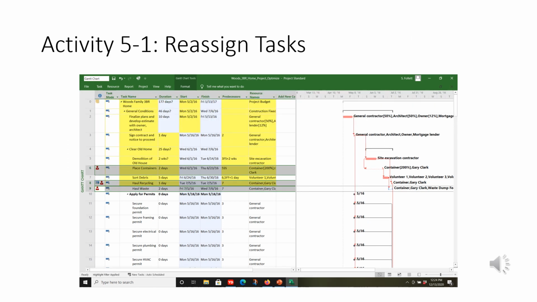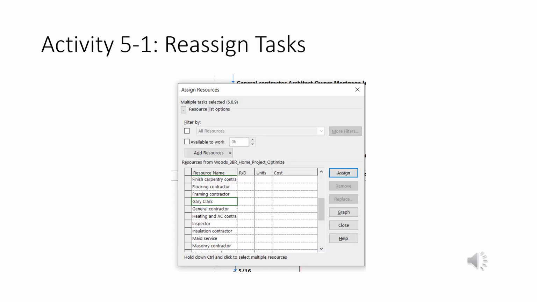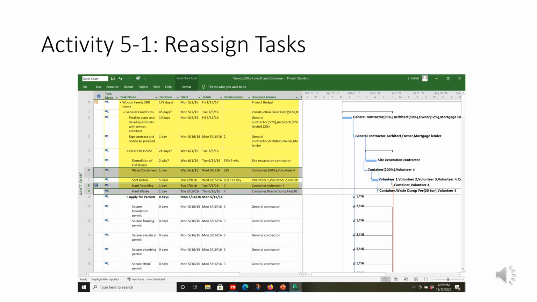Okay, now let's reassign some tasks. Let's go down and look at 6, 8, and 9. It's got a little Burning Man, which means we overallocated our resources. So we're going to fix that. Again, in this Assign Resources box, I'm just going to click on that. So what I did is I removed Gary Clark and added Volunteer 4. So this task now belongs to Volunteer 4 instead of Gary Clark. And we lost our Burning Man, which means we're not overallocated. And you can see Gary Clark's been replaced by Volunteer 4.